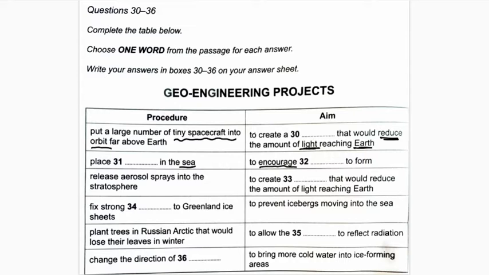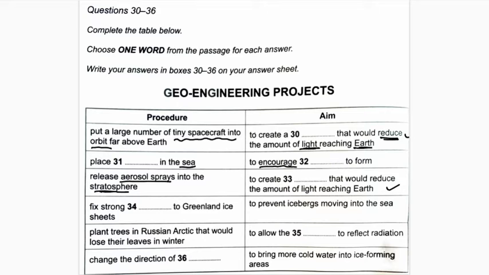So it is very important to use such synonyms and to keep knowledge of such synonyms. Okay, next: release aerosol sprays into the stratosphere to create dash that would reduce the amount of light reaching the earth. Now if you just observe the first and the third one, both have similar kinds of statements, both have the same kind of aims but their procedures are different.